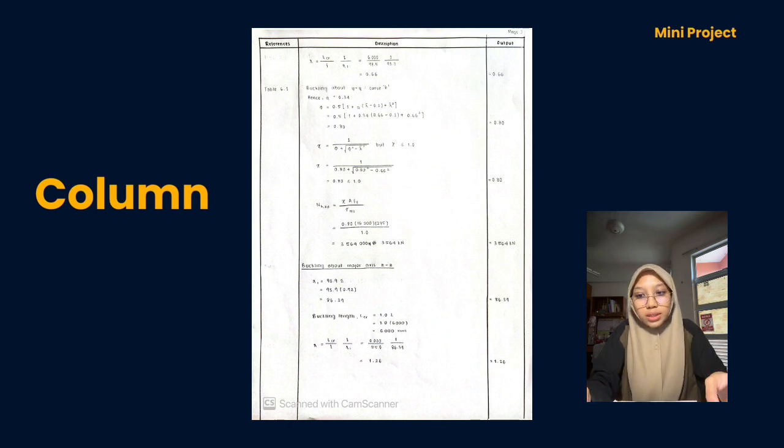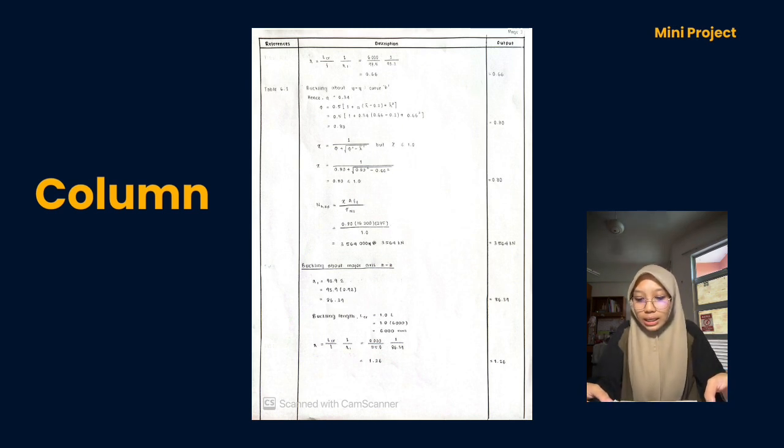Based on table 6.1, buckling about yy is curve B, hence alpha is 0.34. Our chi also equals 0.80, which is less than 1.0. So our NbRd equals 3,564 kilonewton.